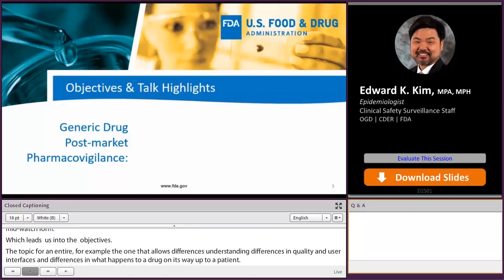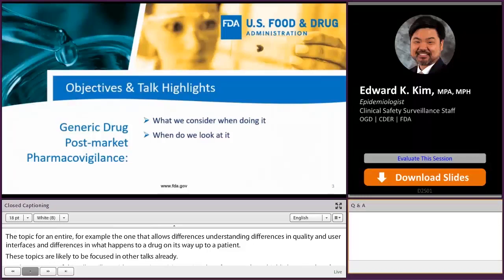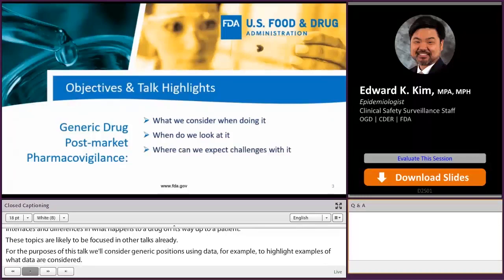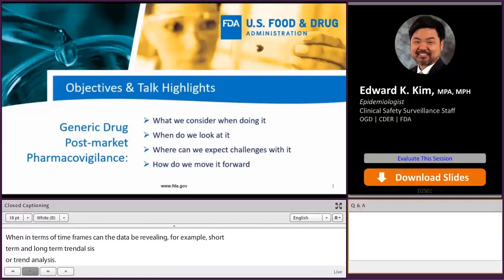For the purposes of this talk, we'll consider generic drug post-market pharmacovigilance using MedWatch data, for example, to highlight examples of what data are considered when doing post-market surveillance. When, in terms of timeframes, can the data be revealing, for example, short-term and long-term trend analysis, where challenges can crop up when analyzing generic drug safety data and for passive surveillance data in general. And how we can move forward generic drug post-market pharmacovigilance to help ensure safe and effective affordable drugs are made available to the public. So we mentioned a little bit about MedWatch.